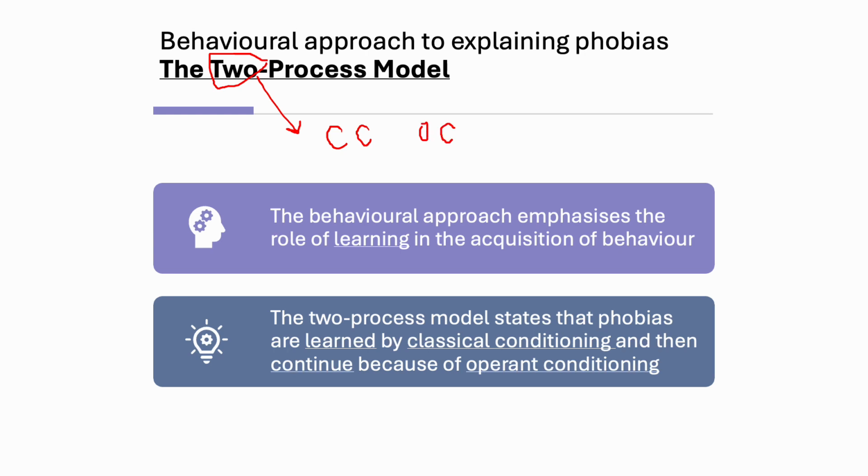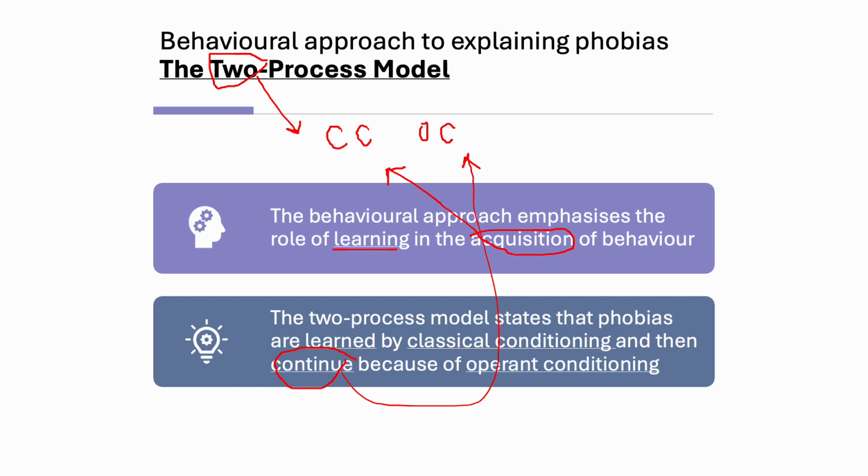So, the behavioural approach emphasises the role of learning in the acquisition of behaviour. Learning through association is what encourages the person to acquire the phobia, which we'll go through in a moment. And the 2-process model states that, as I've just stated, phobias are learnt through classical conditioning, but they continue or are maintained through the 2nd process of operant conditioning.